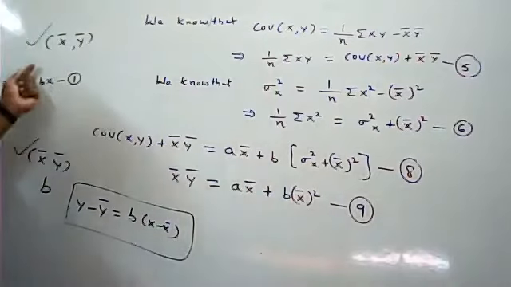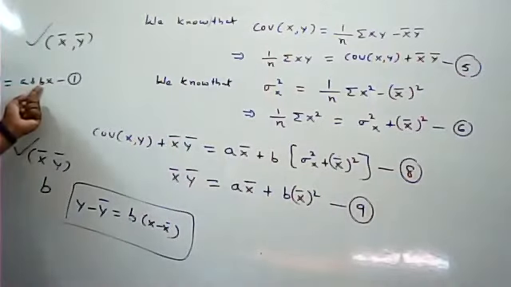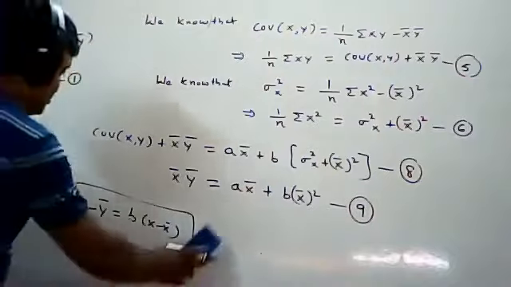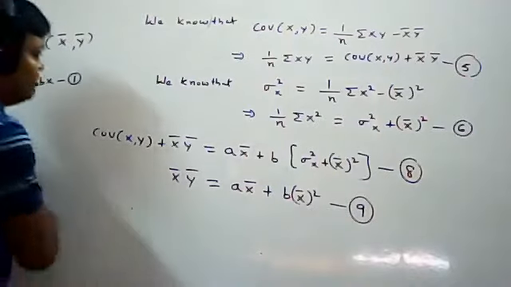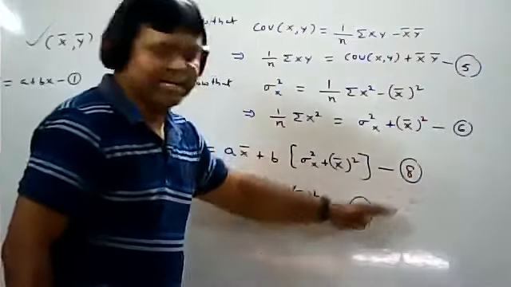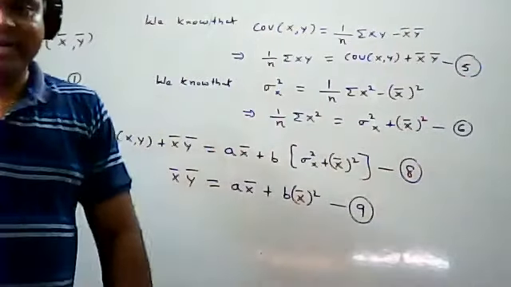So what is the slope value in this equation? This is of the form y equal to mx plus c, so m is the slope. In place of m, we have b, so b is the slope. That is the reason I am calculating the b value. So now you can calculate the b value. How will you get the b value? I know equation number 8 and equation number 9. I will do 8 minus 9 and calculate the b value.